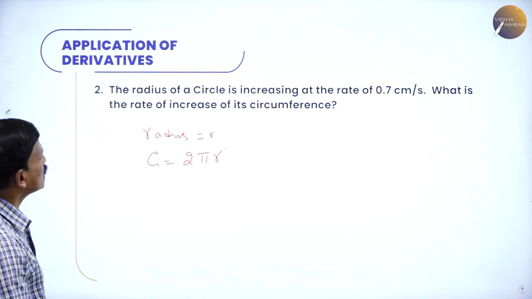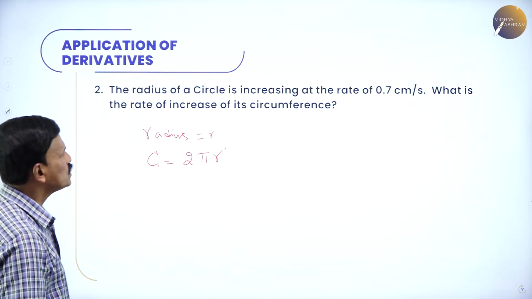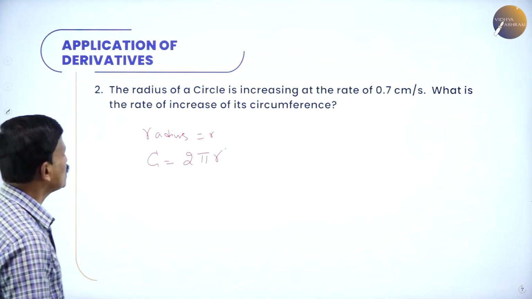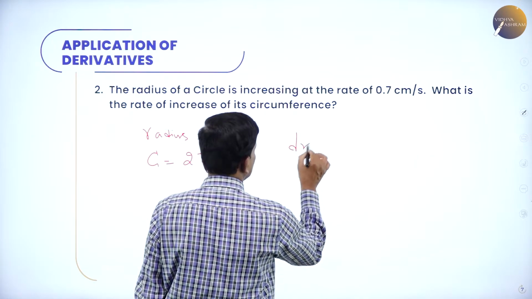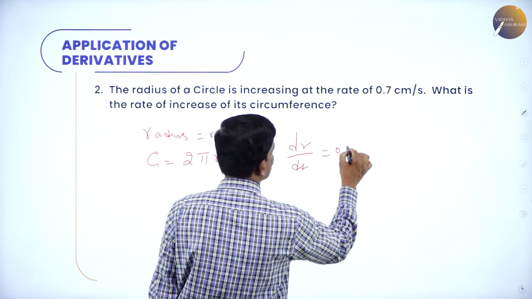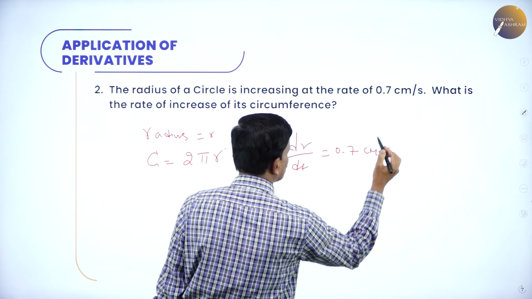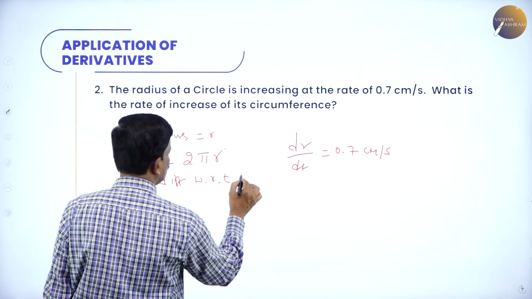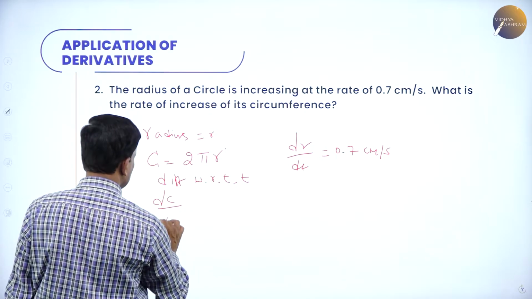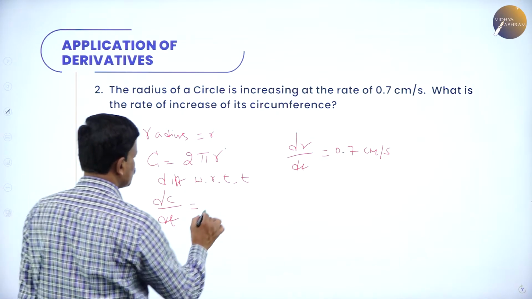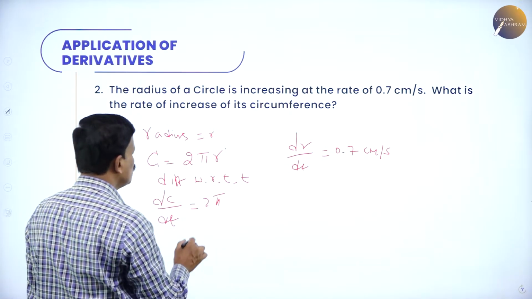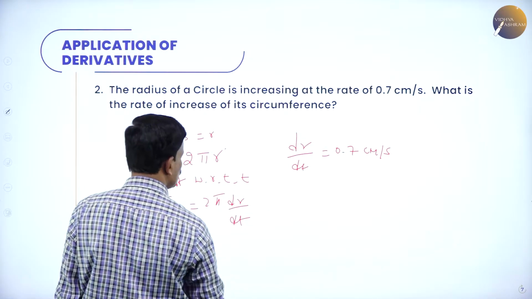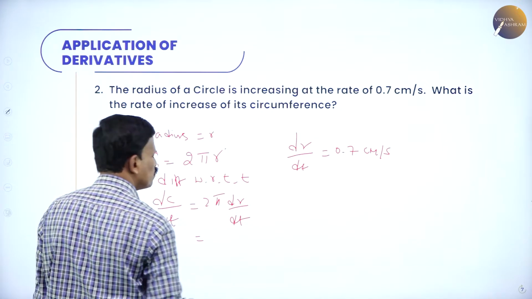Now the radius of a circle is increasing at the rate of 0.7 centimeters per second. What is the rate of increase? So here given dr by dt is equal to 0.7 centimeters per second. Differentiating with respect to t, what will you get? dc by dt is equal to 2 pi, constant. We are differentiating r with respect to t, therefore this can be written as dr by dt.